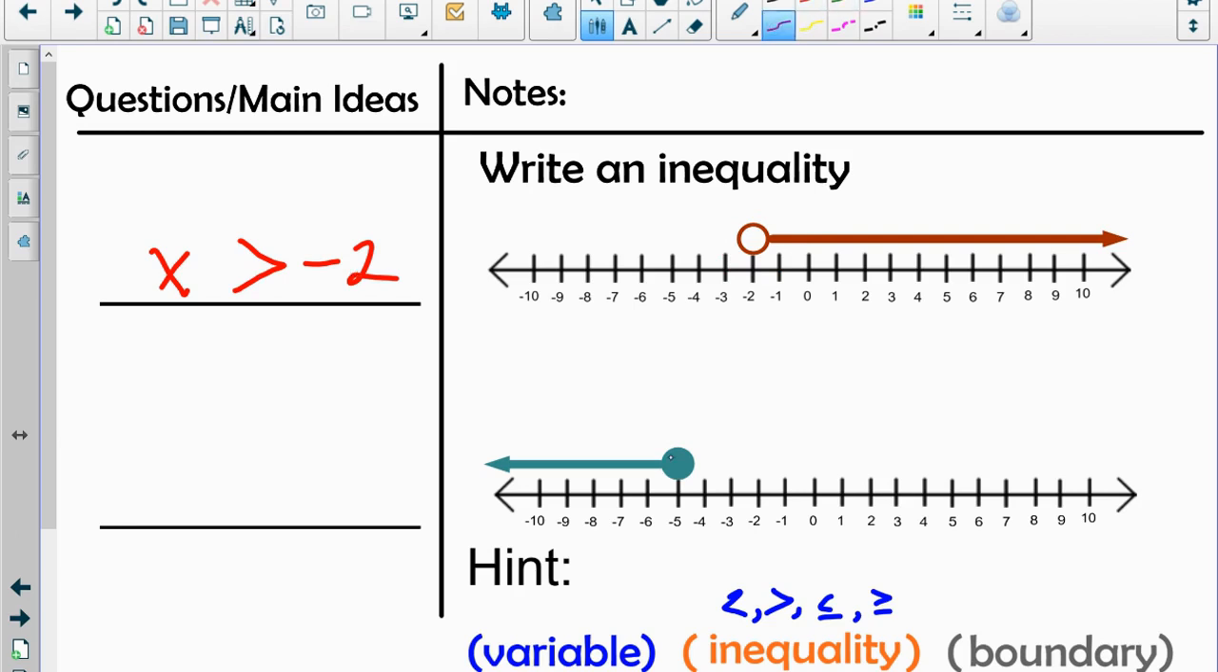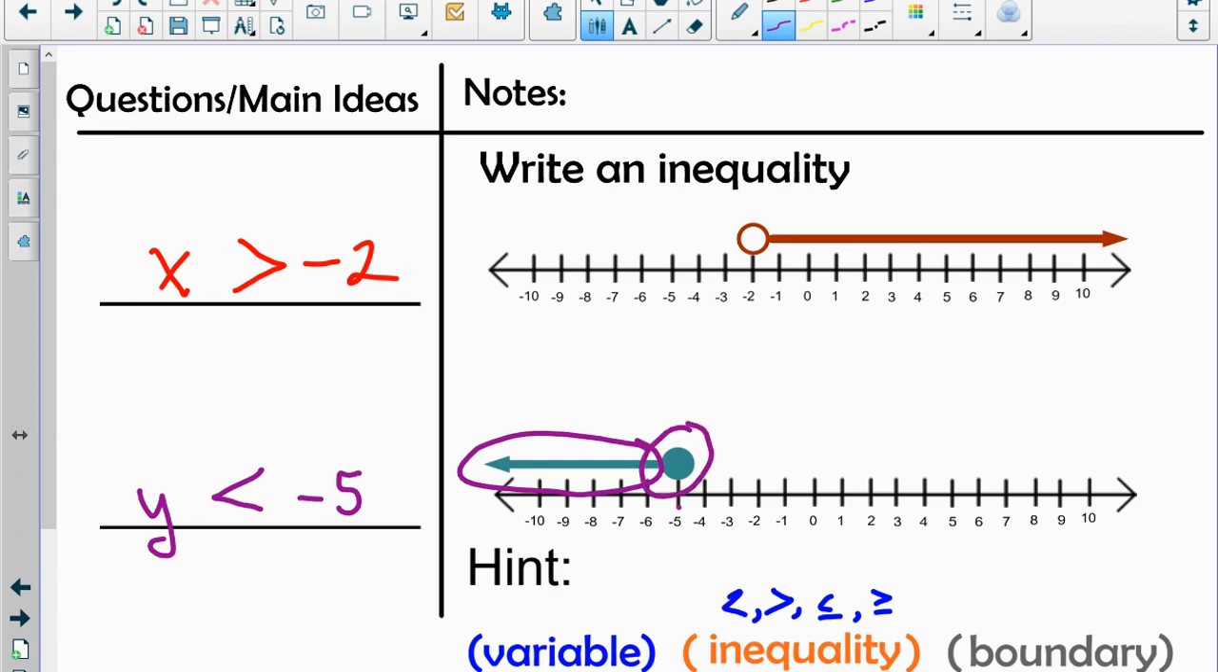For the example down below, I see my target value is at -5. So I want to start by picking a variable. I'll use y this time. My boundary number on the right is -5. And now I have to decide what inequality symbol do I use. Well, I see that my arrow is drawn to the left of -5. So I'm going to draw my inequality symbol that points to the left. So that's my less than symbol. So y is less than -5 covers all of these solutions.